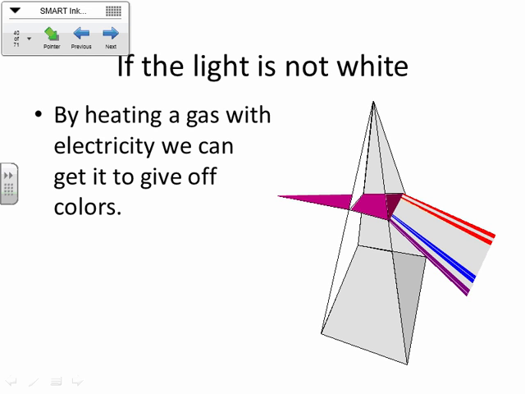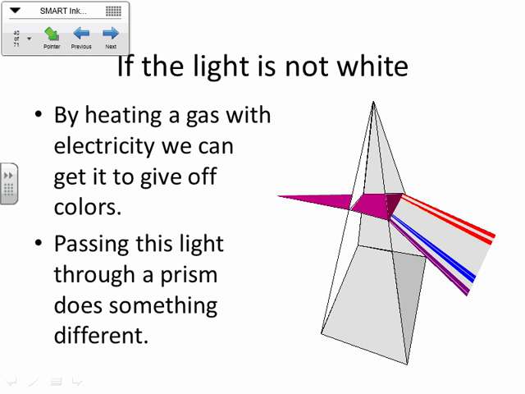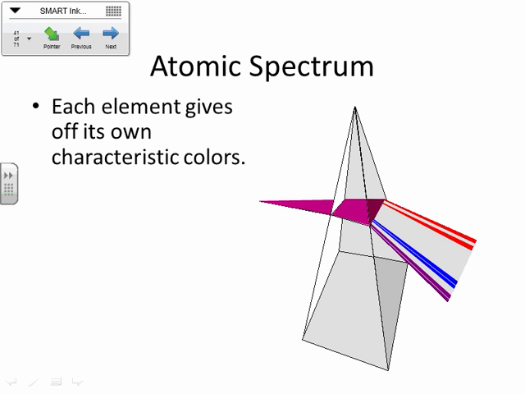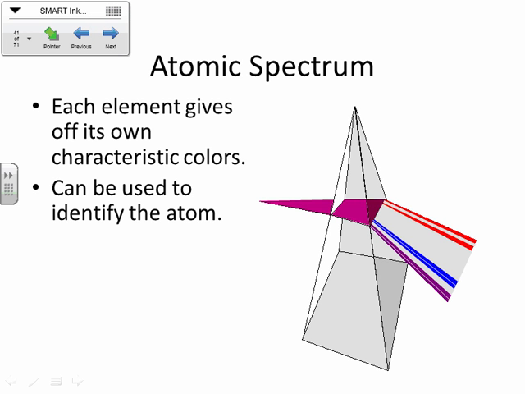It does something different when we pass this light through a prism. Each element is going to give off its own characteristic colors, and those colors can be used to actually identify the atom. Now, I think this is really cool. Number 3 here says this is how we know what stars are made of.